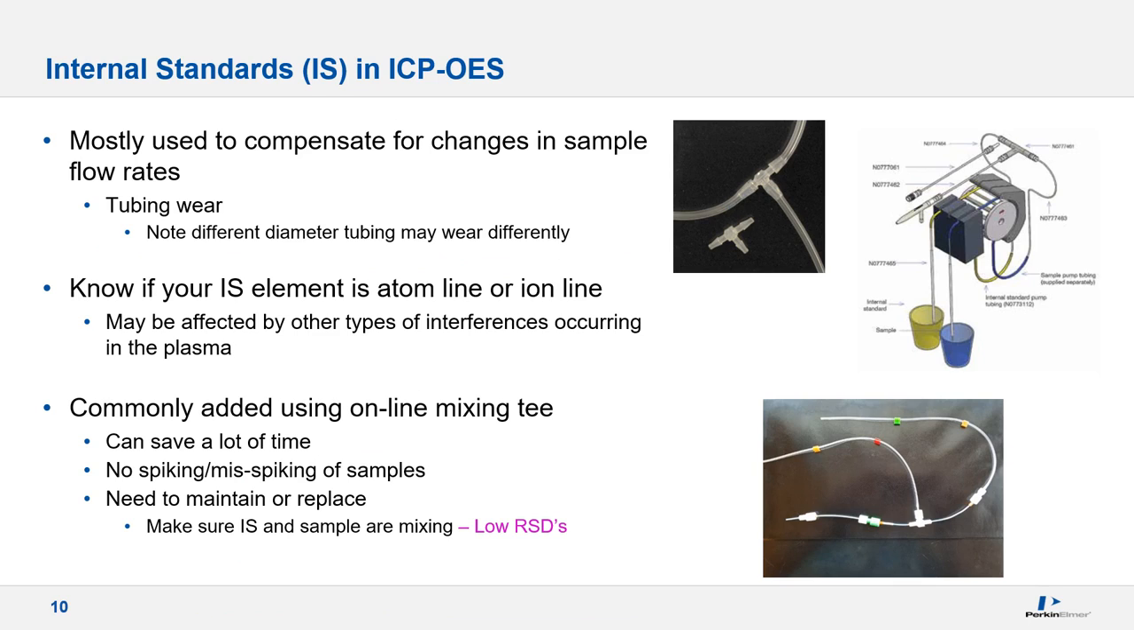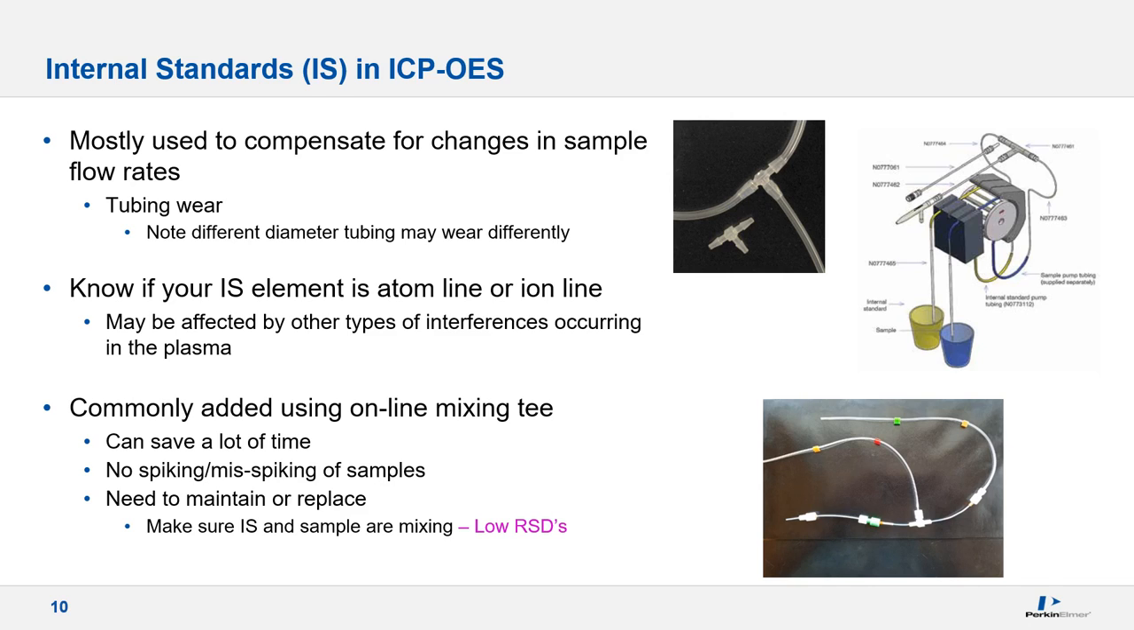It is becoming more common to use internal standards in ICP-OES to compensate for changes in sample delivery over time due to wear in pump tubing or changes in sample viscosity. Keep in mind that different diameter pump tubings may also wear differently. When selecting your internal standard element, be aware that it should not be present in your standards or your samples. You should also know if your internal standard analytical wavelength is an atom line or an ion line, as these may be affected differently by other types of interferences occurring in the plasma.